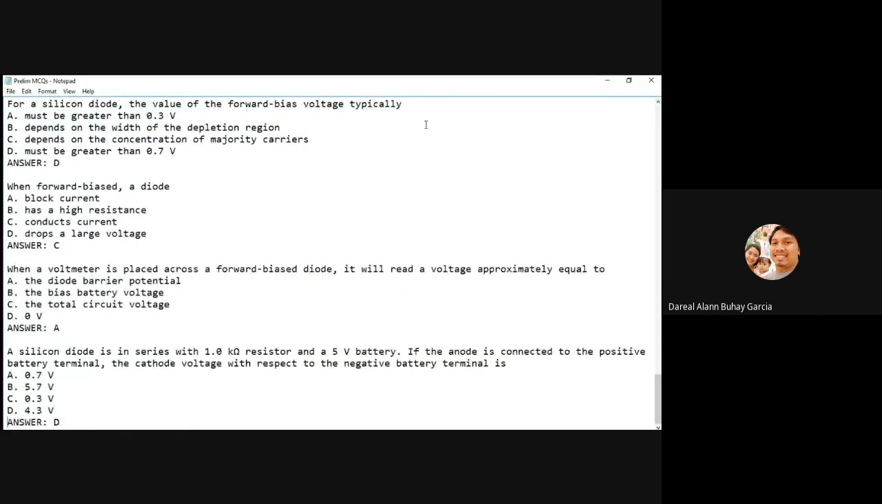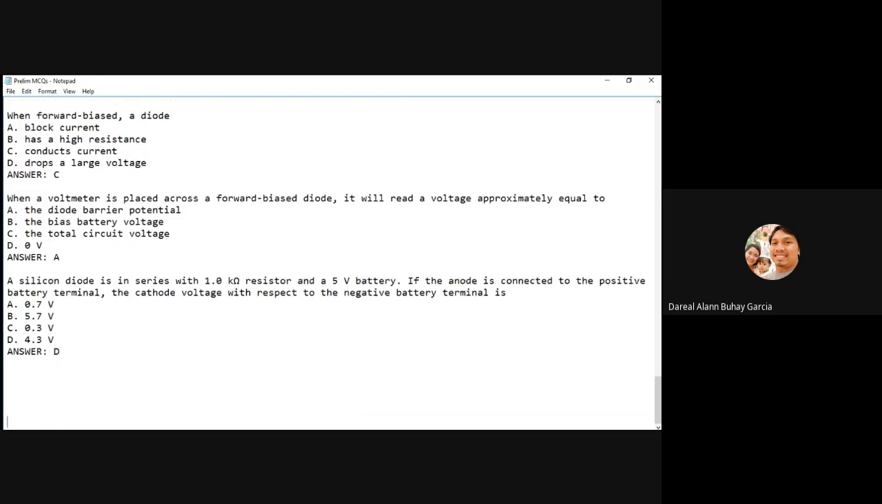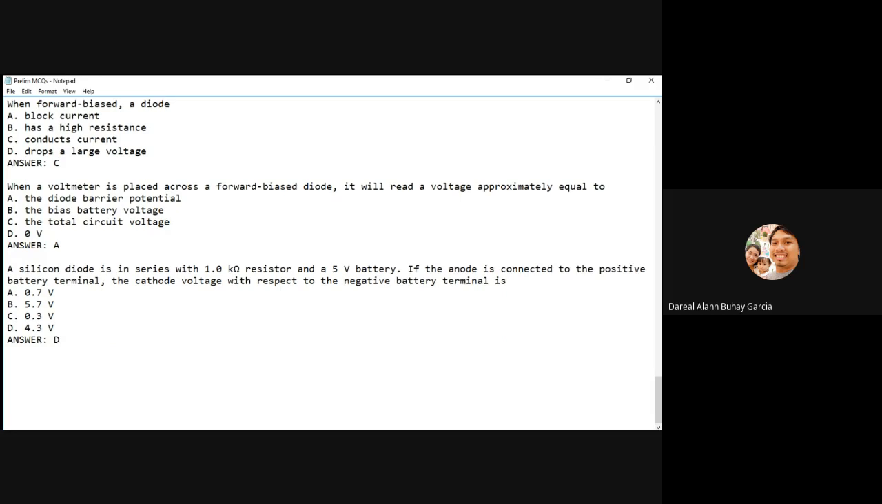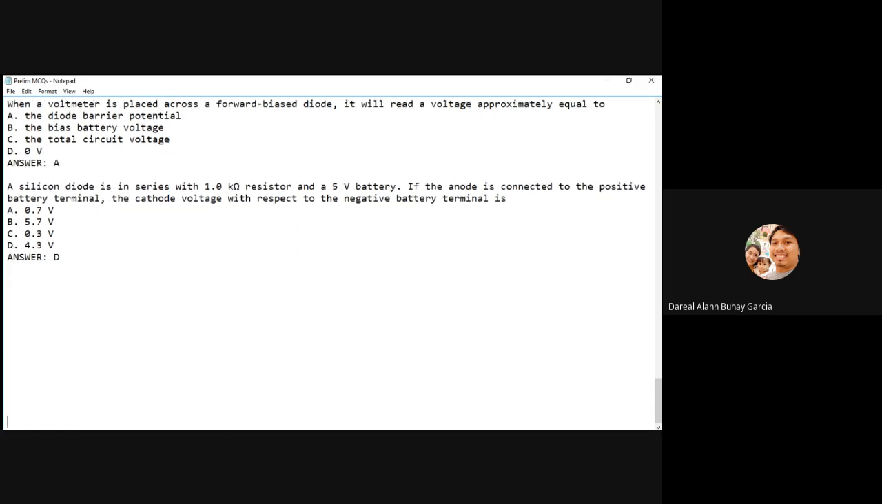For silicon diode, the value of the forward bias voltage typically must be greater than 0.7. When forward bias, a diode conducts current. So all the answers A, B, and D are kung reverse bias. When a voltmeter is placed across a forward bias diode, it will read a voltage approximately equal to the diode barrier potential.